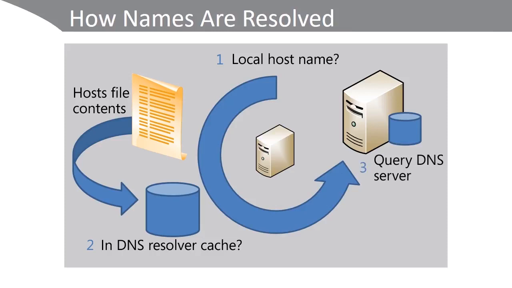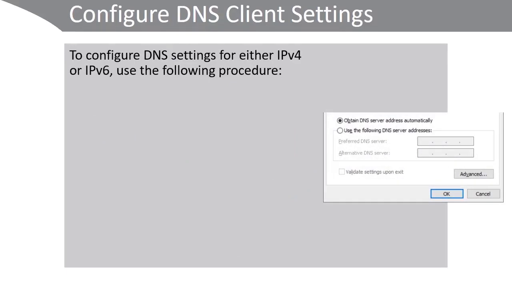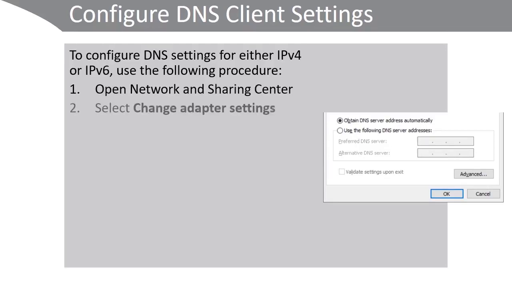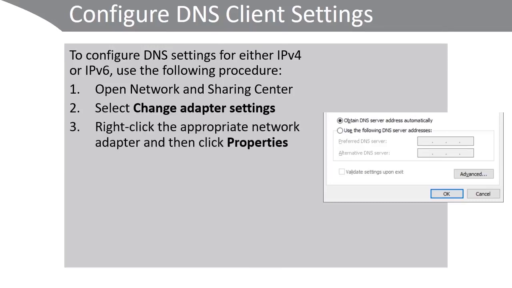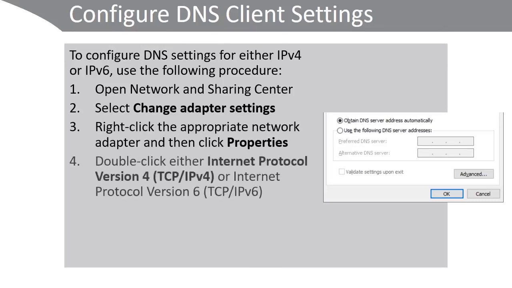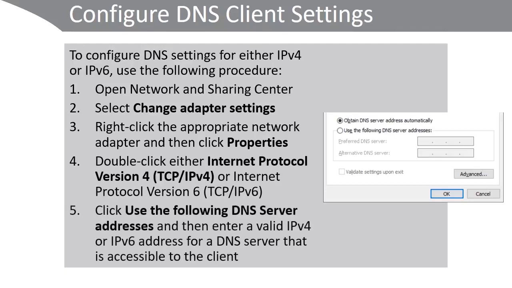If this is not the local host name and it's not present in the host file and it's not in the DNS resolver cache, then the host will query a DNS server. For both IP4 and IP6, use the following procedure to configure DNS settings on the client. First, open Network and Sharing Center, select Change Adapter Settings, right-click the appropriate network adapter and then click Properties. Double-click either IP4 or IP6 as appropriate, and then click Use the following DNS server address, and then enter a valid IP4 or IP6 address.